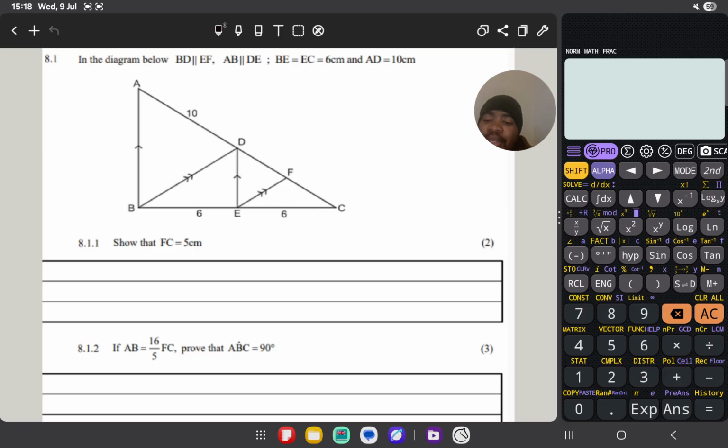Cool stuff. So they say show that FC, here it is, show that FC is equal to 5 centimeters. It's 2 marks, which also says that you don't have to sweat for this one.